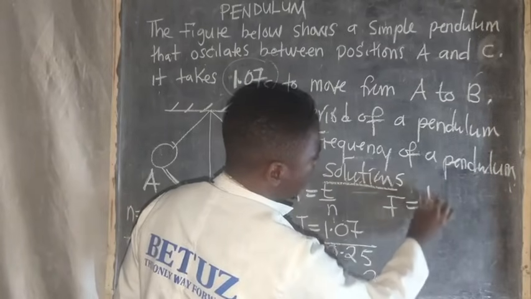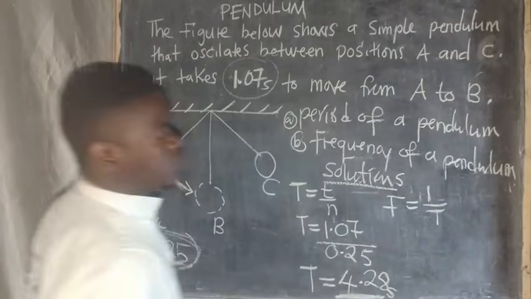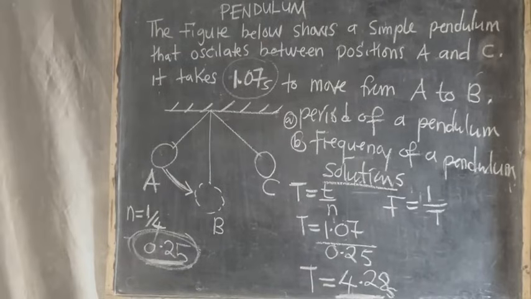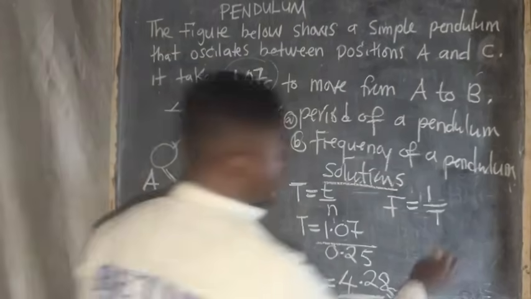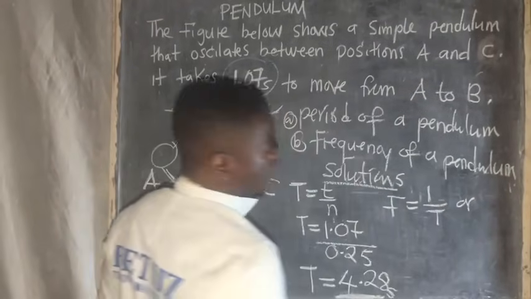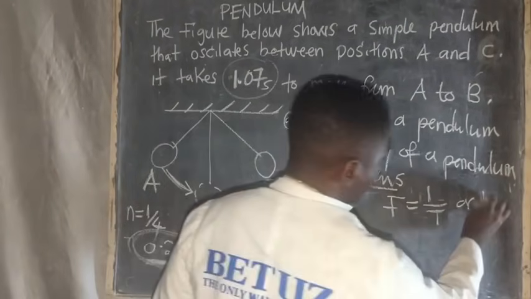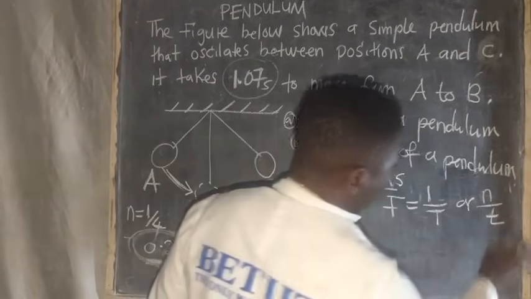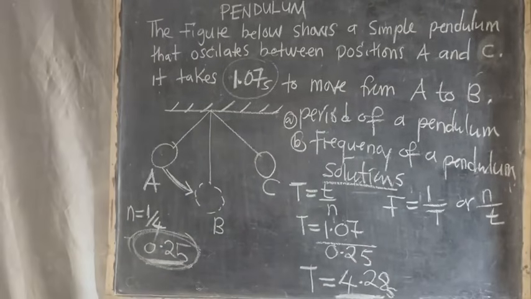Frequency is equal to 1 over period. You need to find the frequency. If you don't want to use this particular formula, this is what we do: it is N over T. So you can use any of those formulas. You are still going to find the same answer.